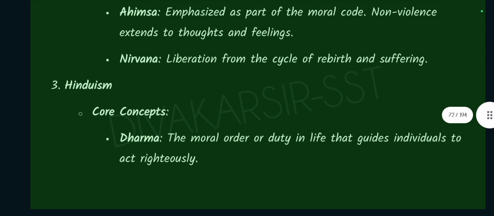Ahimsa. Emphasized as part of the moral code, non-violence extends to thoughts and feelings. Nirvana. Liberation from the cycle of rebirth and suffering.